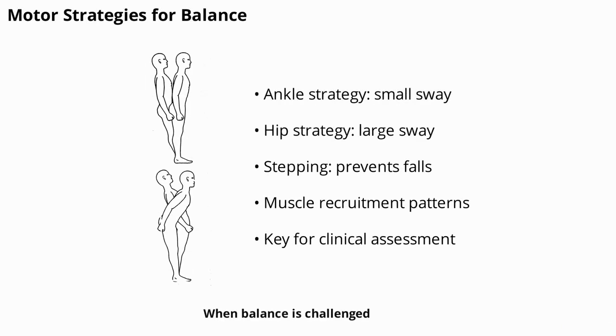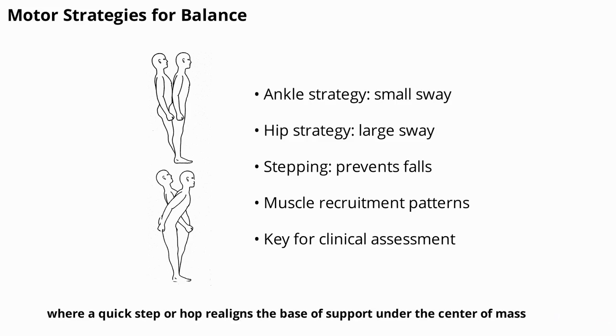When balance is challenged, our bodies use specific motor strategies to maintain stability. The ankle strategy is used for small, slow perturbations, relying on muscles around the ankle. The hip strategy comes into play for larger, faster disturbances, or when standing on an unstable surface, involving hip and trunk muscles. If these strategies are insufficient, the stepping strategy is used, where a quick step or hop realigns the base of support under the center of mass. Understanding these strategies helps clinicians assess which responses may be impaired and guide rehabilitation.